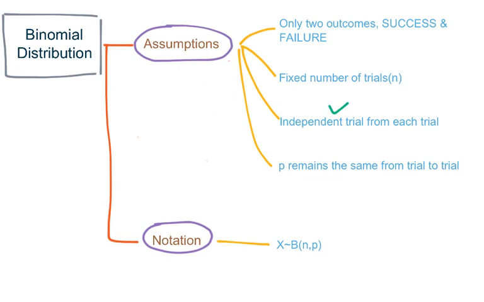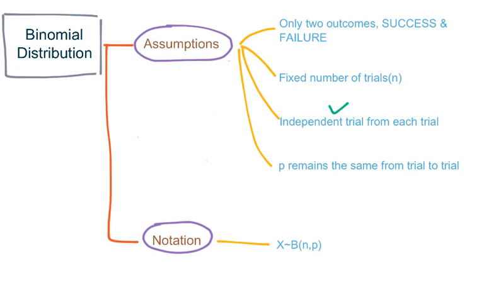Okay, so let's say we toss the coin 3 times. If we toss the first coin, let's say we get head. Then we want to toss the coin for the second time. If we get the head the first time, it doesn't mean that the second time we also need to get the head. We can get the head, we can also get the tail.